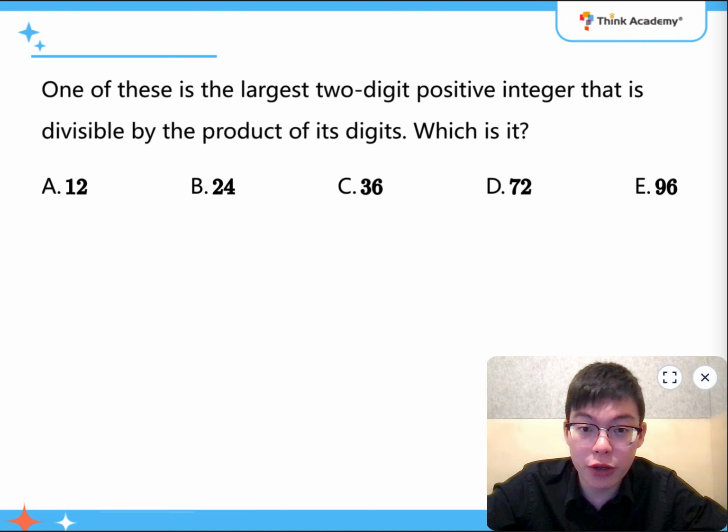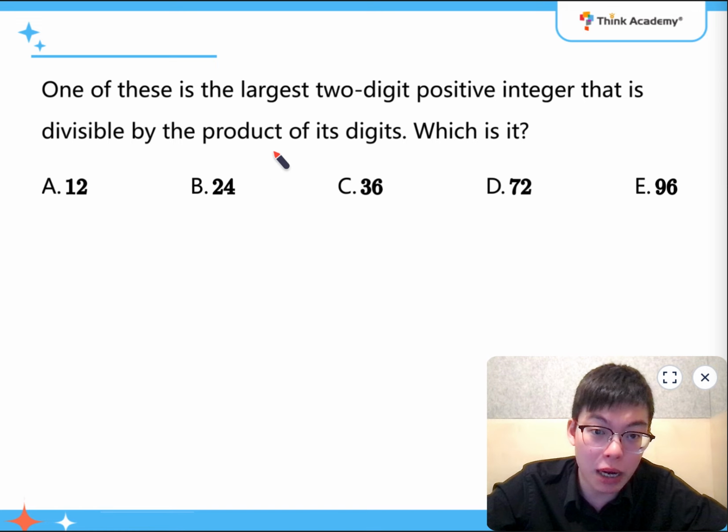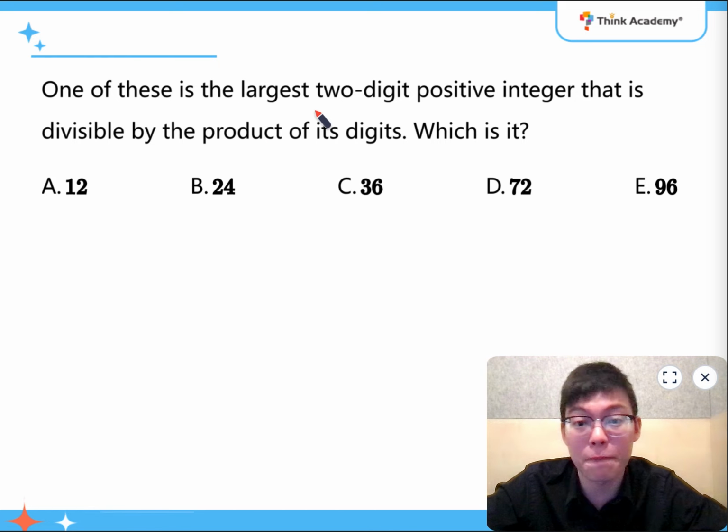Next, let's look at the fourth question. One of these is the largest 2-digit positive integer that is divisible by the product of its digits. Which one is it? So basically, we just try to test all of them, see whether these numbers are divisible by the product of its digits, and the largest one is just going to be the answer because the question has already told you that, right?